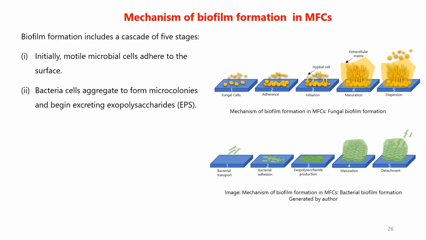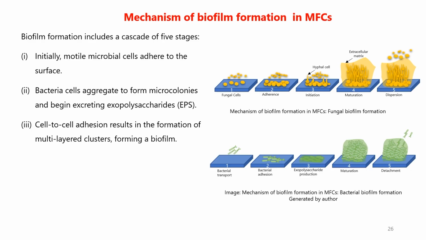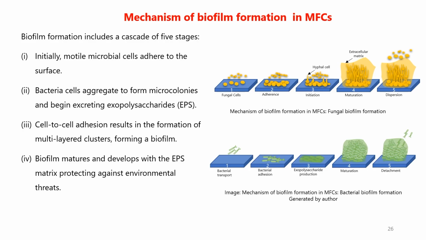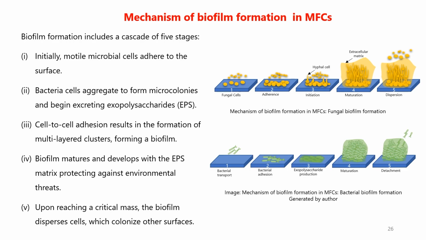The bacterial cells then aggregate to form microcolonies and begin excreting exopolysaccharides, or EPS. Cell to cell adhesion results in the formation of multi-layered clusters forming a biofilm in the next stage, and the biofilm then matures and develops within the EPS matrix, protecting against environmental threats. Upon reaching a critical mass, the biofilm disperses cells which colonize other surfaces.